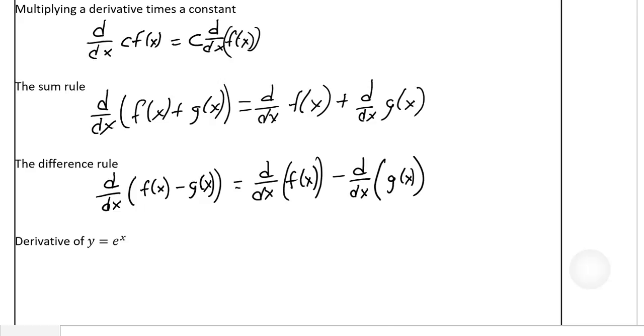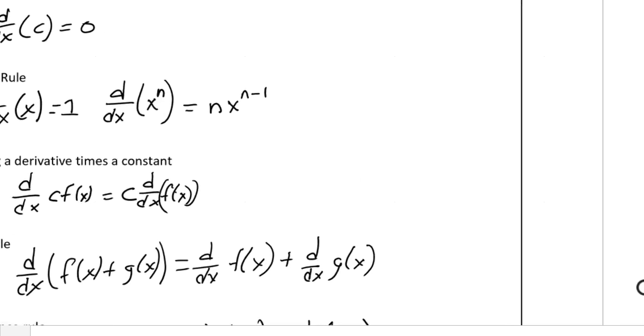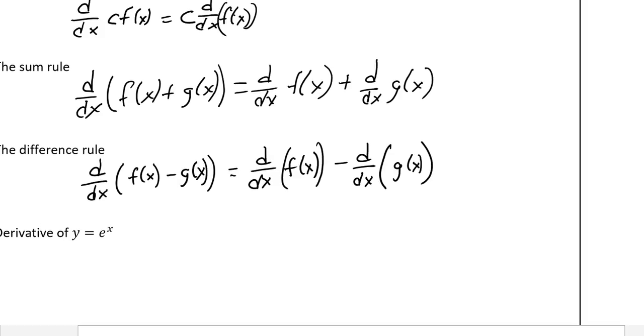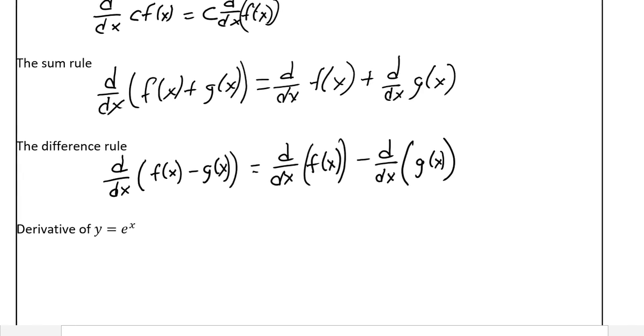Okay, one of our most basic derivatives, and I always tell kids it's the hardest. The derivative of y equals e to the x. And we might go through proof on this later, but the derivative of y equals e to the x, y prime, is e to the x. It's its own derivative, and it's the basis of a class of functions that are their own derivatives.